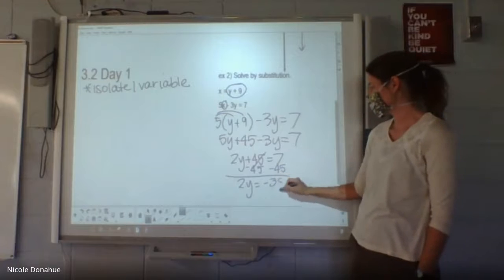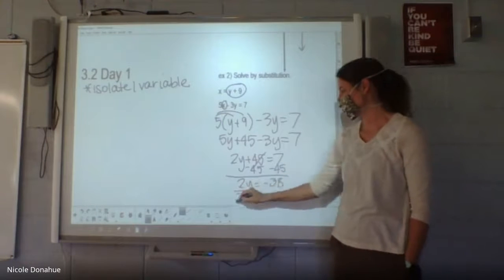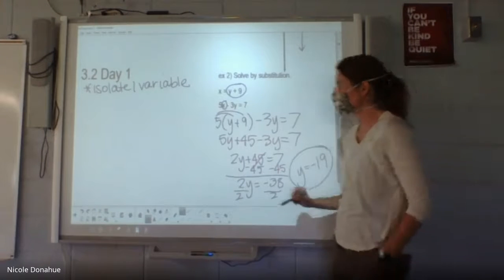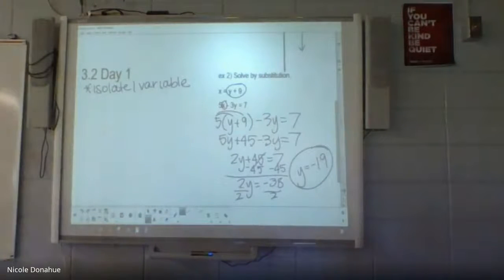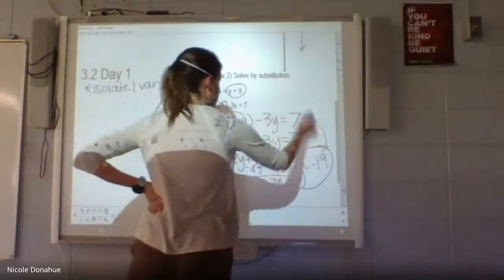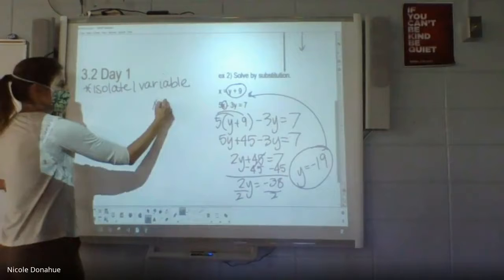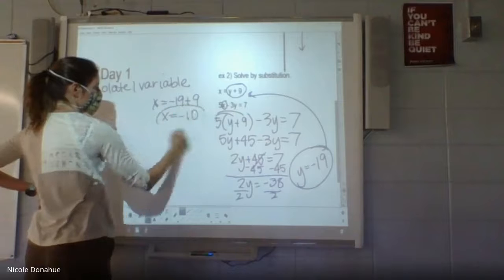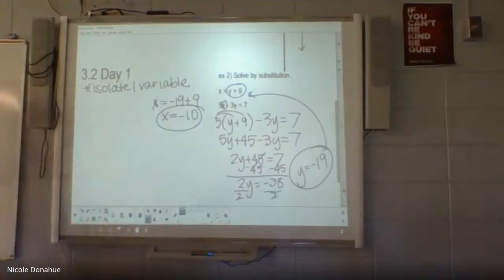-38. Yep. Right? So y ends up being -19. And once I have y, then I have to put that back in to find my x. So this time we found both variables using substitution. Any questions on that?